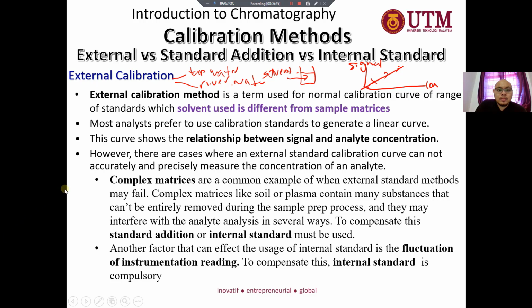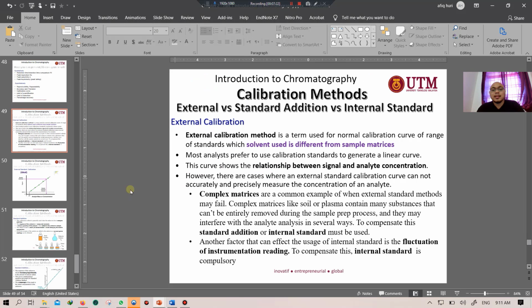But I just want to say here, it's not necessarily the case that when you have a complex matrix, you cannot use the external calibration method. You can use external calibration methods if you have a very good extraction method. If your extraction method is able to remove the interference as much as possible, then you are able to use the external calibration method. So how do we determine whether we can use the external calibration or not?